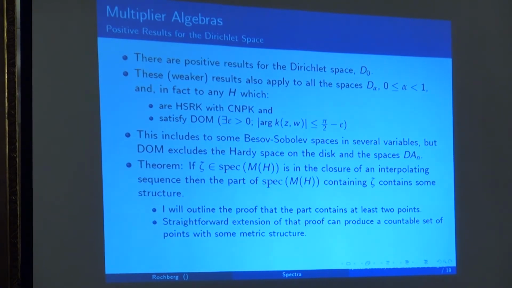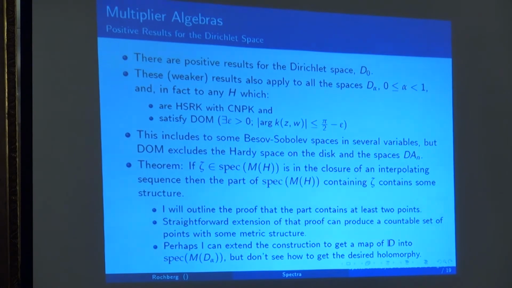This proof can be souped up quite mechanically to give a countable set of points and some sort of metric information about how the points sit with respect to each other with regard to the Gleason metric. And I thought at one point I could get a continuous, one-to-one map of the disk into the maximal ideal space, but I lost interest in it because my construction absolutely wasn't going to give me any sort of holomorphy. What you'd like is to get a map in so that the functions in the multiplier algebra evaluated on that image disk would be holomorphic, and I don't know how to do that.